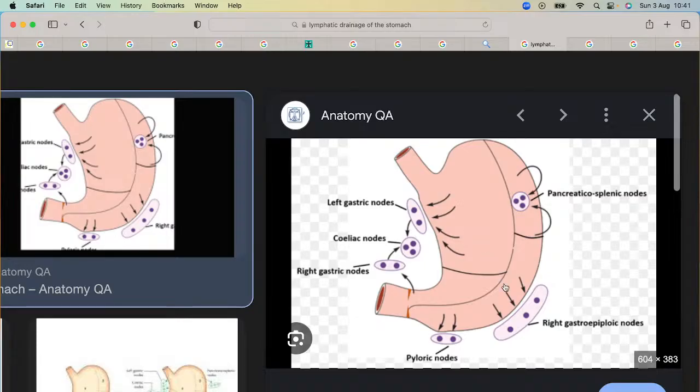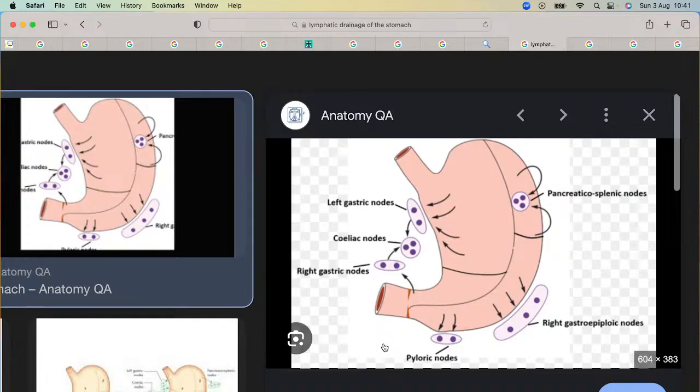Area 2 instead drains the subpyloric region, and it eventually goes to the subpyloric nodes, and from the subpyloric nodes it goes to the aortic nodes. Okay, so it uses the right gastroepiploic artery to do so. From the right gastroepiploic it goes to the subpyloric nodes and then finally to the aortic nodes.